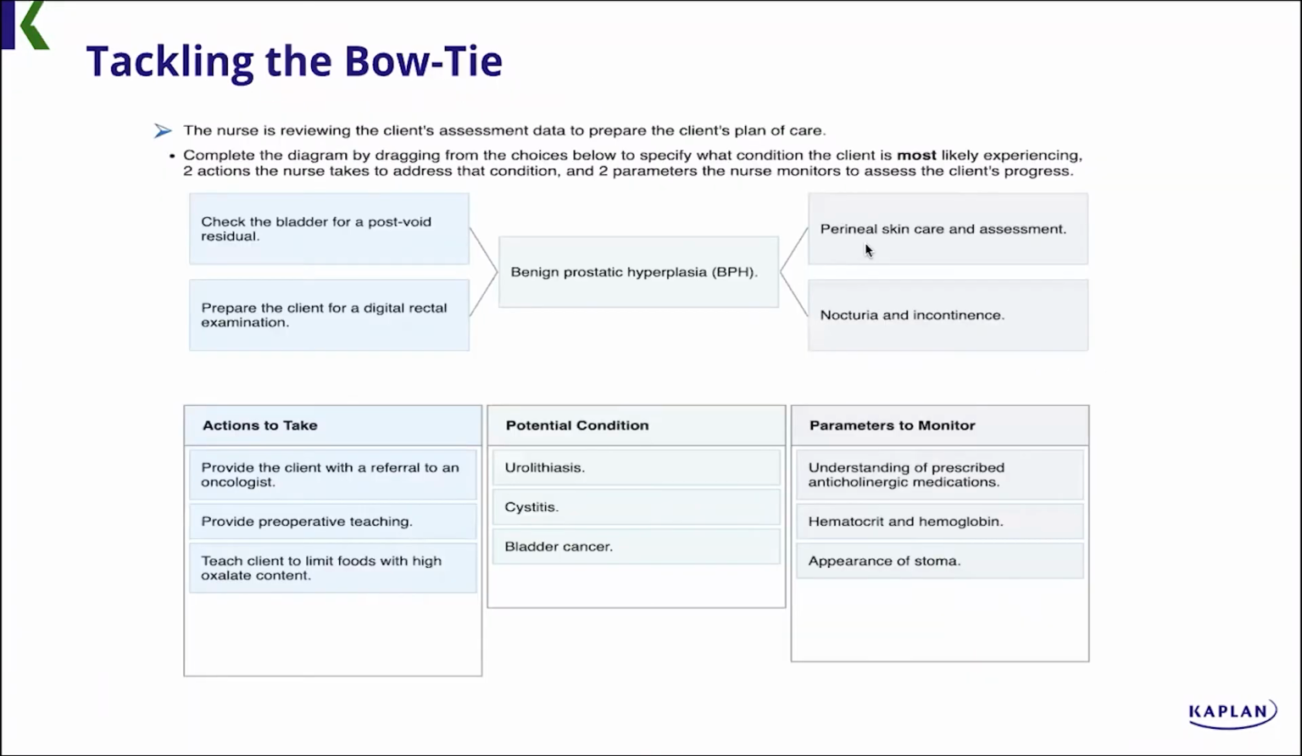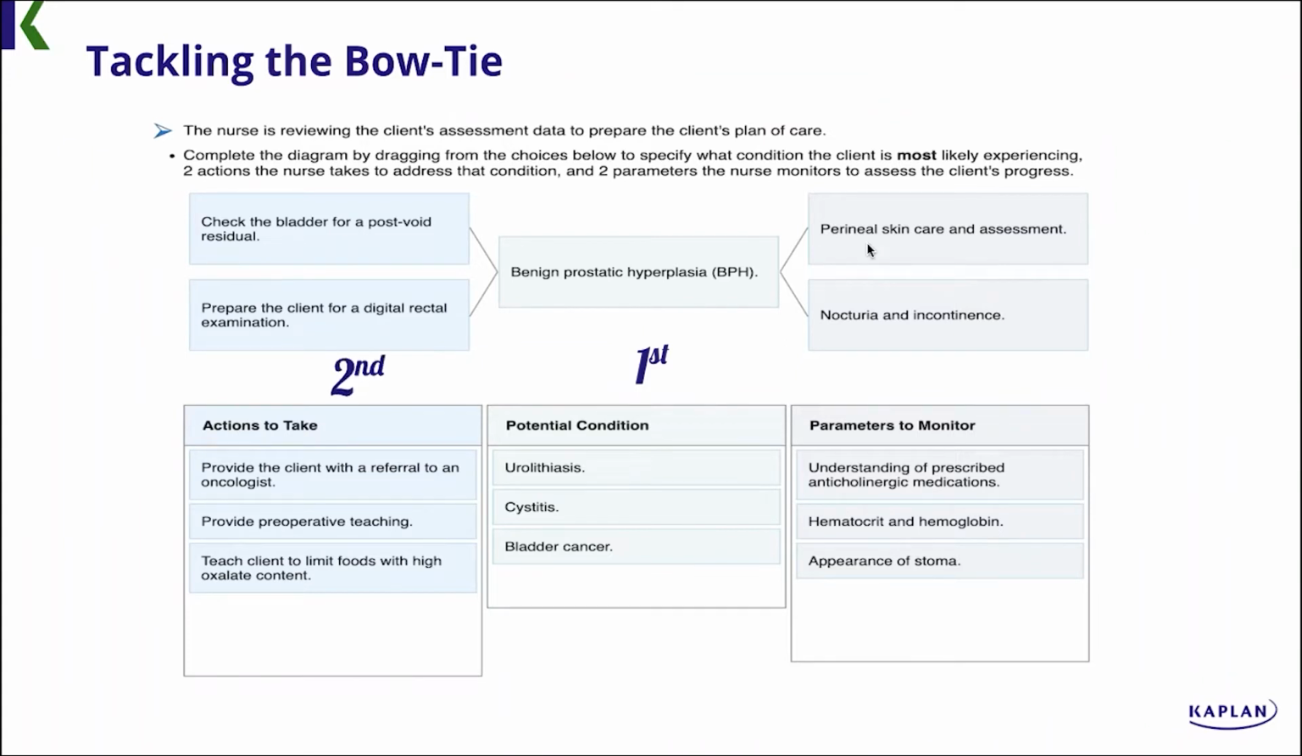How do you get started? You will follow the sequence of the 6 cognitive skills just as you did with the NGN 6-item question sets. First, start in the middle, the condition. You will recognize cues from the tab information, then analyze that information and prioritize the most likely condition or concern. Drag the choice that names that condition to the center.